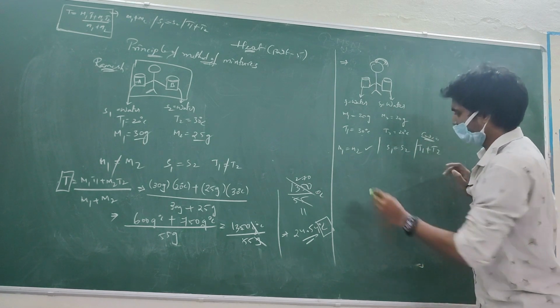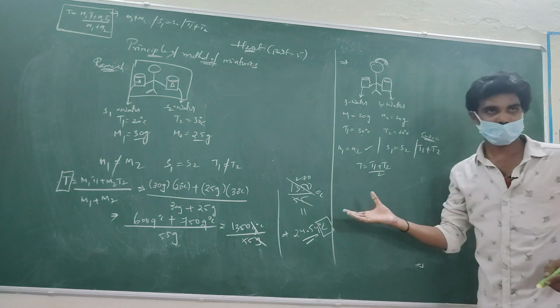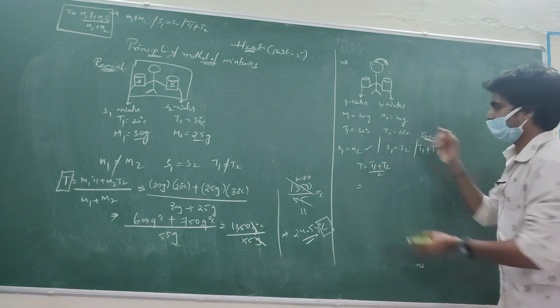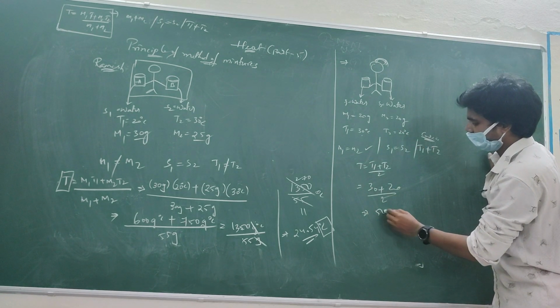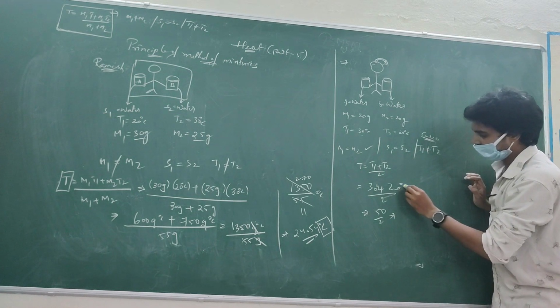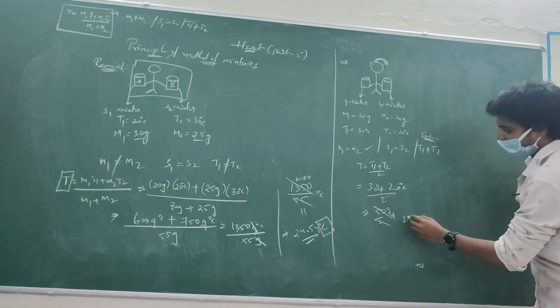For case 3, we have a formula that is T is equal to (T1 plus T2) by 2. That's it. Final. Okay. Direct formula. Let's substitute the values. We'll get the answer. So T1 30 plus T2 20 by 2. It is nothing but 50 by 2. Right. So if we look here, 30 degrees centigrade and 20 degrees centigrade. Overall 50 degrees centigrade. So half of 50 is 25 degrees centigrade.